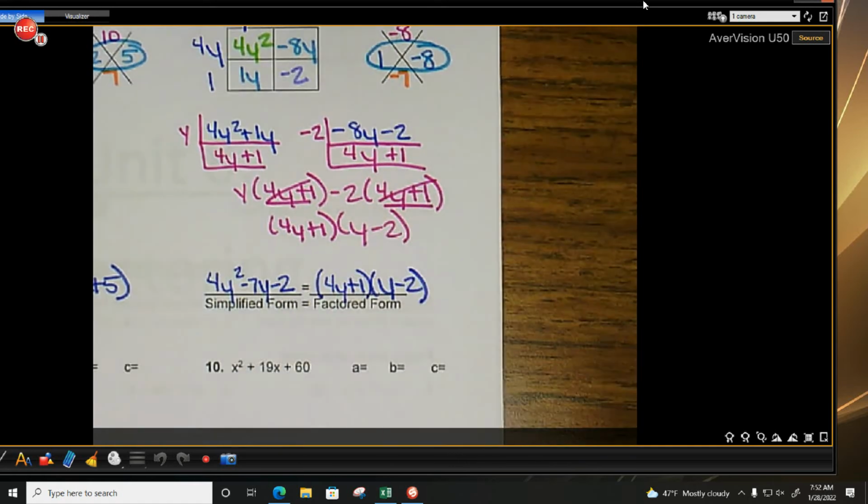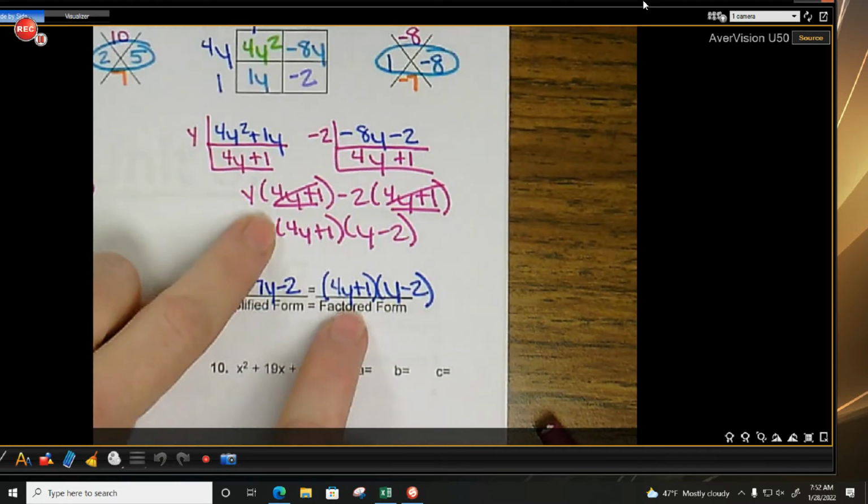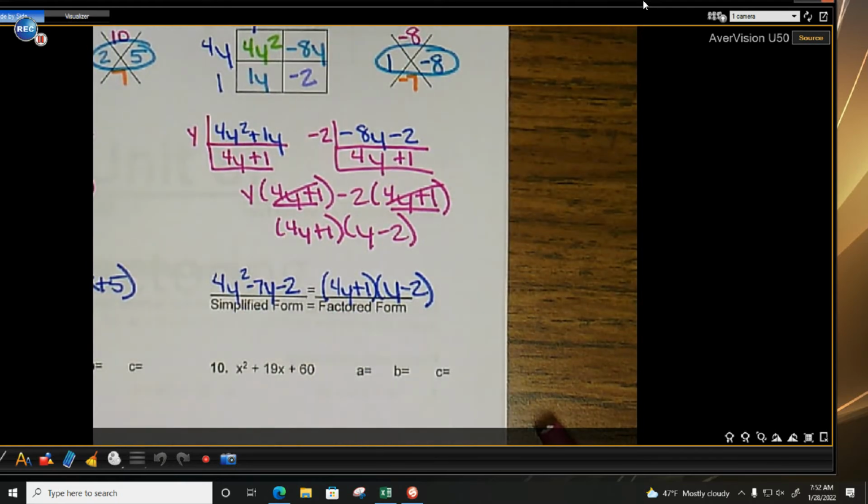Did that match what we got when we did the box? Do these match, guys? Yes. Do any of us like the factor by grouping method more than the box? Maybe a couple of us.